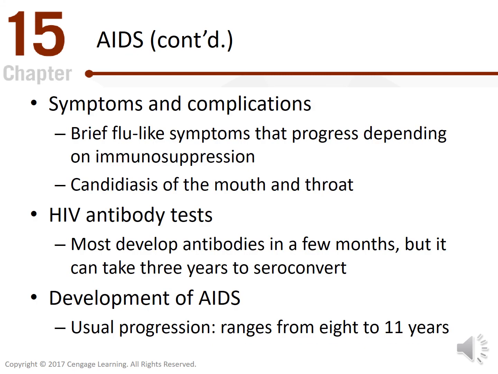Symptoms and complications. Brief flu-like symptoms that progress depending on immunosuppression. Candidiasis of the mouth and the throat. HIV antibody tests. Most develop antibodies in a few months, but it can take 3 years to seroconvert. Development of AIDS. Usually progression ranges from 8 to 11 years.